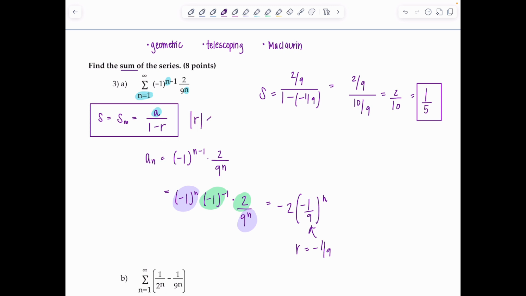So the absolute value of r has to be less than 1 in order for the series to converge. If that is not satisfied, don't even try finding the sum. Okay.